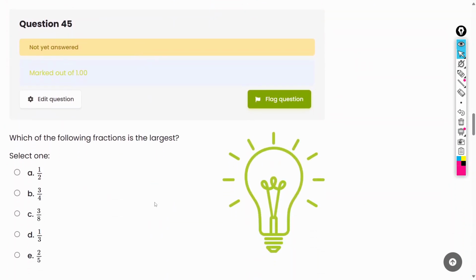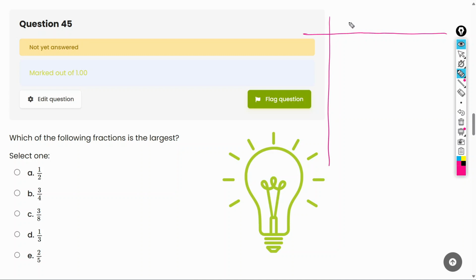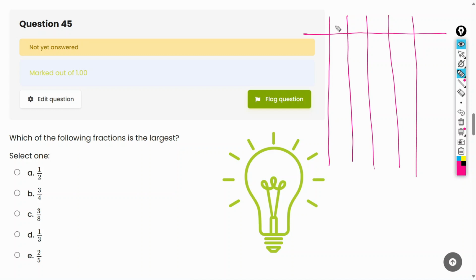Which of the following is the largest? Now, it's difficult to tell by just looking at them. So what we can easily do is to give them a common denominator, which is to find the LCM. So we find the LCM of 2, 4, 8, 3, and 5.